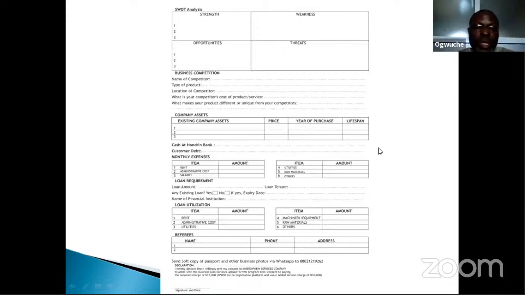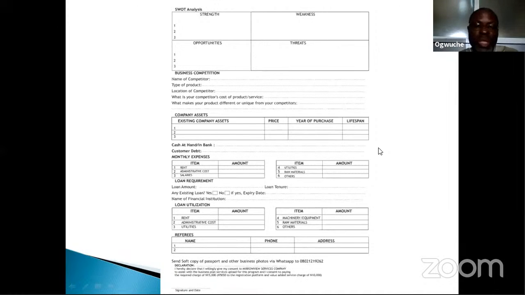Monthly expenses. Here we're looking at items like rent, administrative costs, salaries, utilities, raw materials, and others. So how do you determine the monthly expenses? For rent, for example, we know in this country we pay our rent on a yearly basis. Most places that you go, your landlord will ask you to pay 1 year rent or 2 years rent. To get the monthly equivalent, you just divide by 12. So if on a yearly basis you pay 500,000, all you need to do is divide by 12, and then it gives you an idea of what the monthly rent is all about.